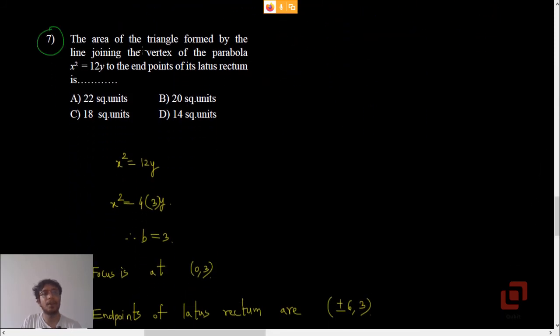Question 7, slightly different. The area of the triangle formed by the line joining the vertex of the parabola x squared equal to 12y to the endpoints of its latus rectum is: 22, 20, 18, 14. Okay, so there are two lines here, one each joining the vertex and each endpoint of the latus rectum. The best way to solve this problem is to actually find the vertices of the triangle. One of the vertices is the origin. Okay, x squared equal to 12y.